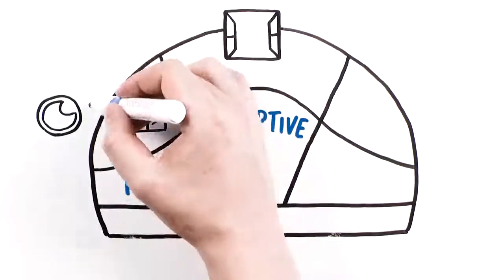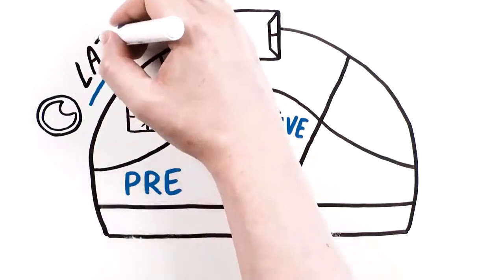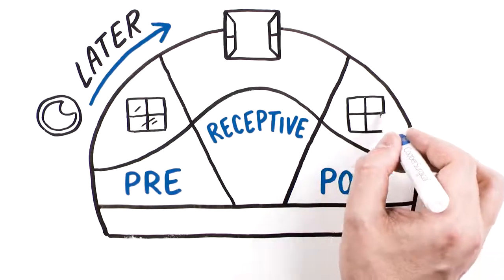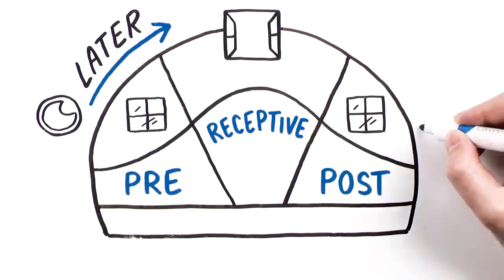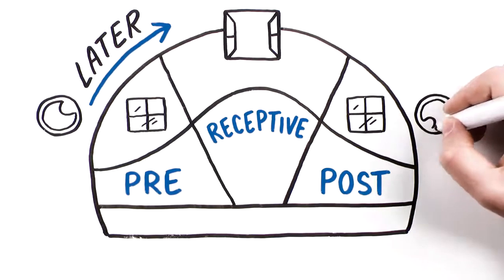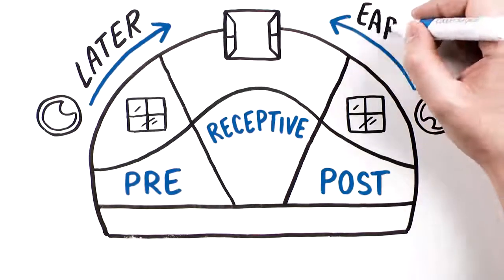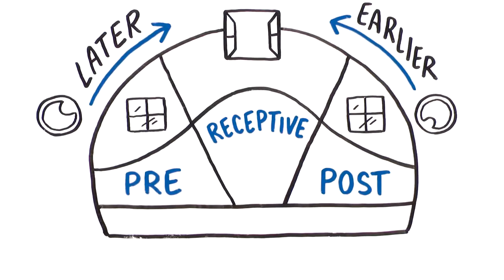In such cases, embryo transfer is recommended later than the time at which the endometrial biopsy was taken. A post-receptive test result means the patient may have a displaced window of implantation and her endometrium is past its receptive stage. Therefore, embryo transfer is recommended earlier than the time the endometrial biopsy was taken.